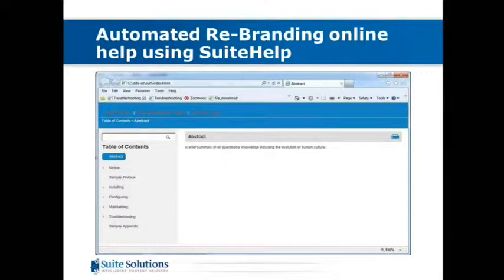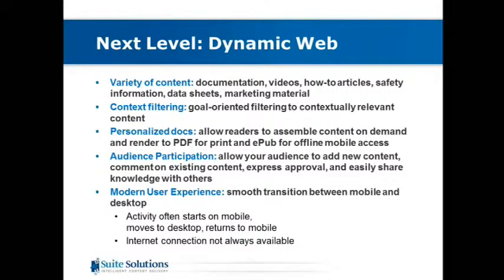Okay, the next level, and we're kind of running out of time. The next level to think about is dynamic web. We have some webinars. We've spoken about this in the past, and we'll be speaking about it more in the future. But having more advanced platforms for a variety of content, better filtering, personalized documentation, allowing users to create their own documents and publish that to PDF and EPUB. That's the wave of the future, and we'll be happy to talk to you about that in the future.